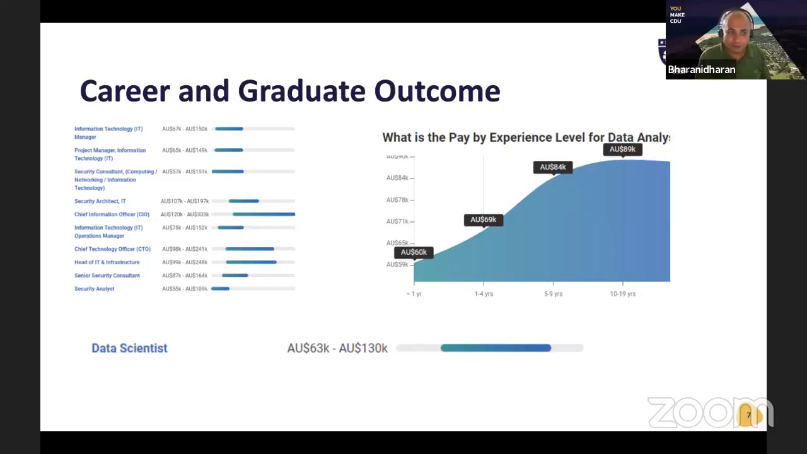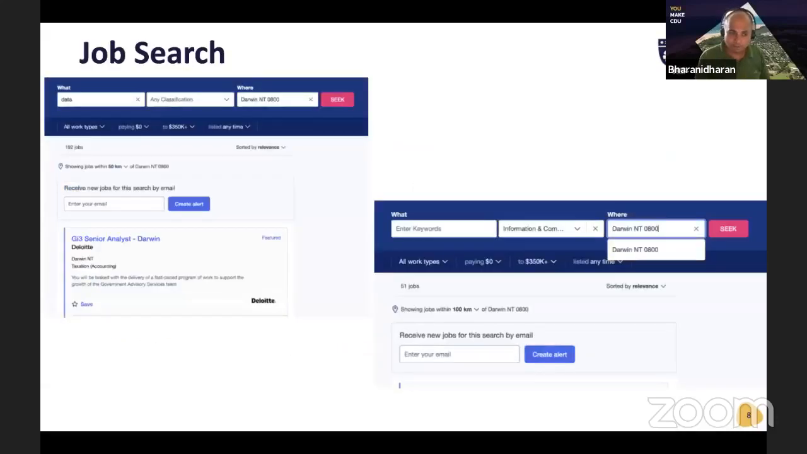Obviously with security and crunching numbers, the dollar value is always quite high in terms of the roles. If you're very keen to get into data scientist or data analyst or any other role, this is the right time to get in. Next, Nikesh. Right. When you do a simple job search, which I did yesterday, searching data in Darwin, you get roughly 200 plus jobs within 50 kilometers of Darwin.